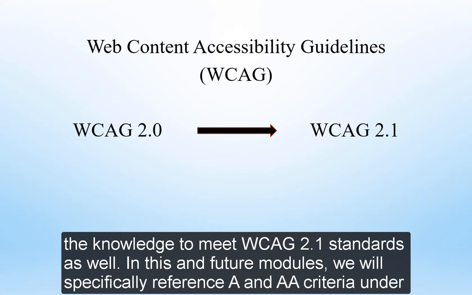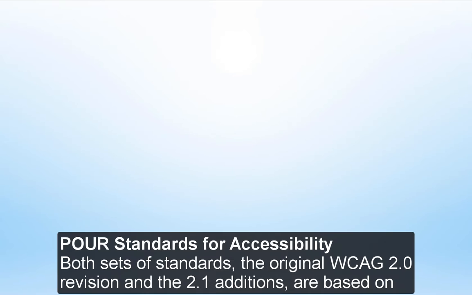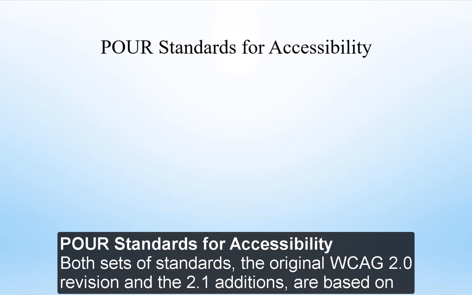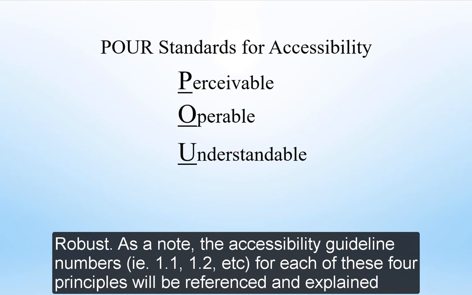In this and future modules, we will specifically reference single-A and double-A criteria under the WCAG 2.0 and 2.1 standards. Keep in mind that examples for AAA criteria will not be featured in this guide. Both sets of standards, the original WCAG 2.0 revision and the 2.1 additions, are based on POUR. The POUR acronym refers to content that meets certain criteria for being perceivable, operable, understandable, and robust.